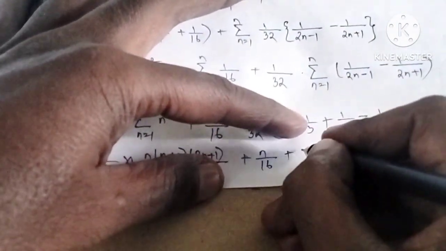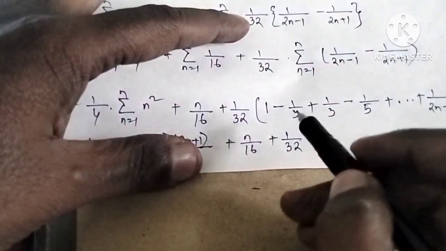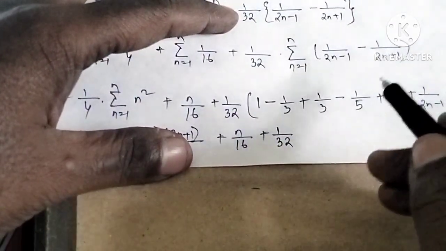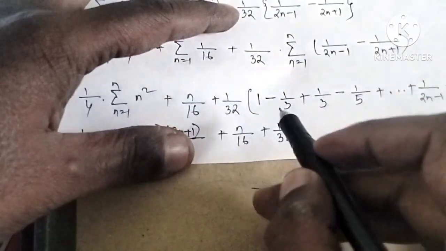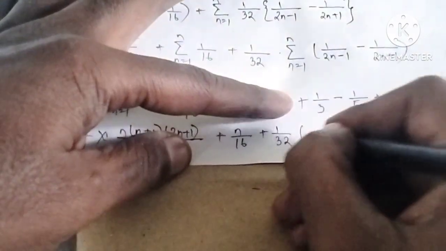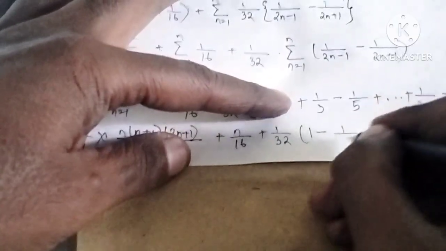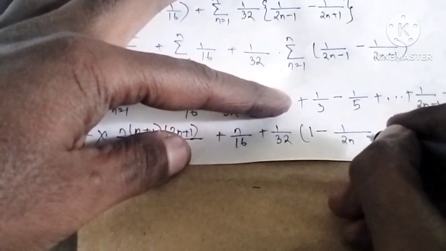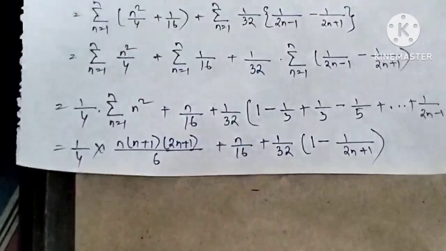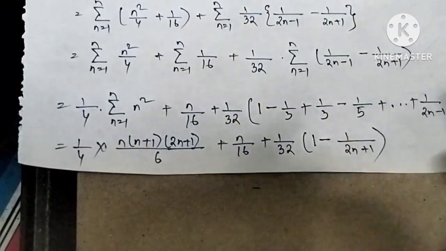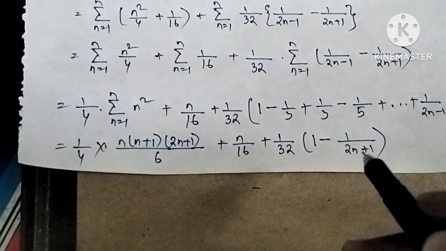plus 1 by 32. See, this second term will cancel, third term, fourth term will cancel, fifth term. In this way it will continue. Finally what will remain? 1 minus 1 by 2n plus 1. Finally this will remain. Okay, all the terms will cancel each other. Okay, so finally this will remain.